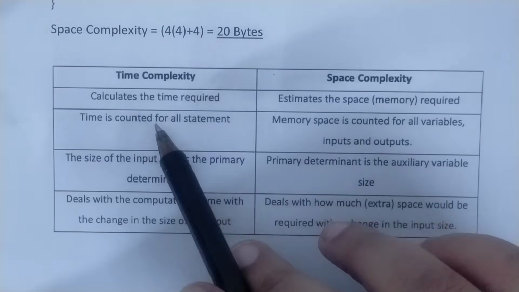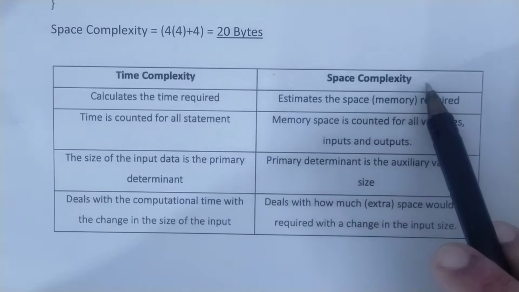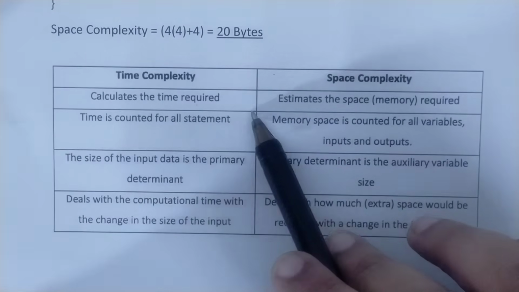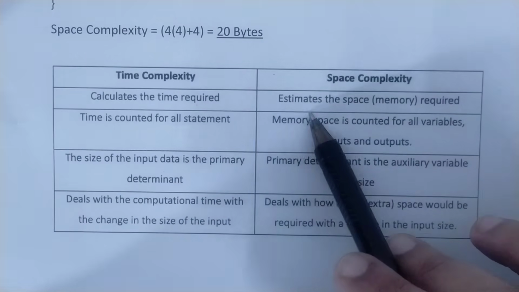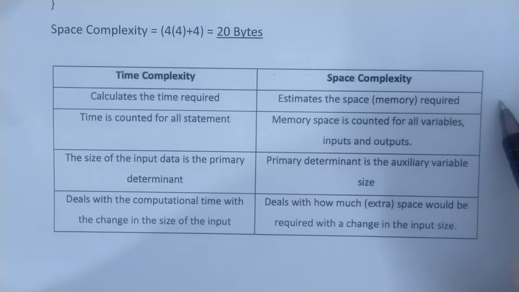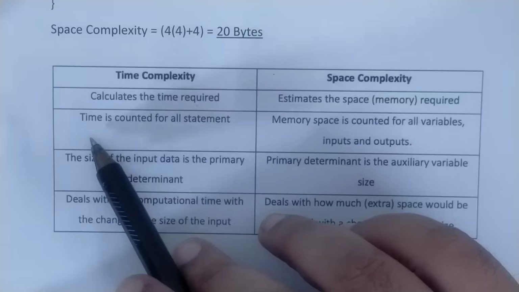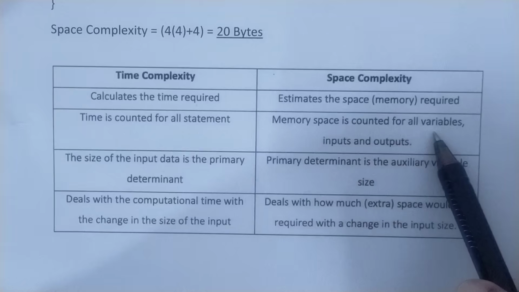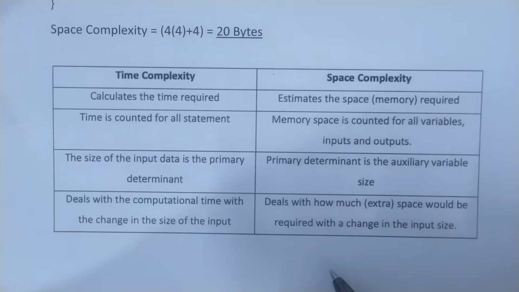Here I have discussed the difference between time complexity and space complexity of a program. Time complexity calculates the time required to execute the program. Space complexity estimates the space or memory required to execute the program. In time complexity, time is counted for all statements. In space complexity, memory space is counted for all variables, inputs and outputs. And lastly, time complexity deals with computational time, the change in computational time with the change in the size of the input. And space complexity deals with how much extra space would be required with a change in the input size.